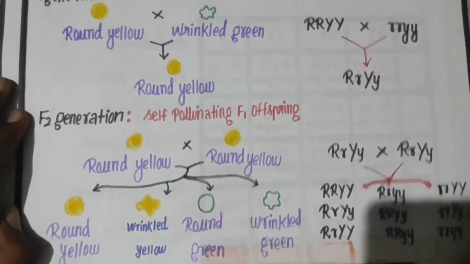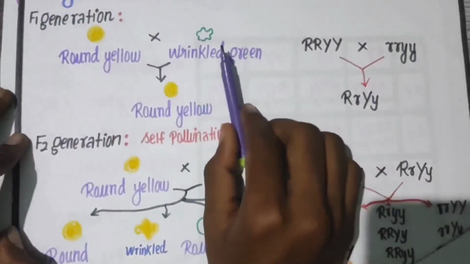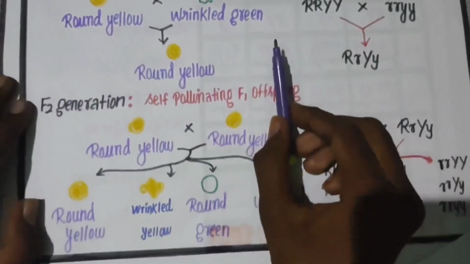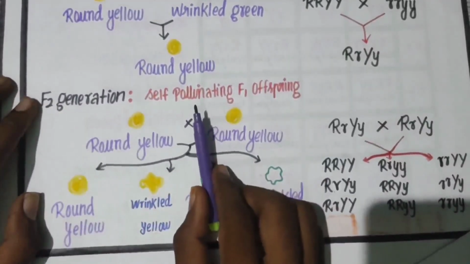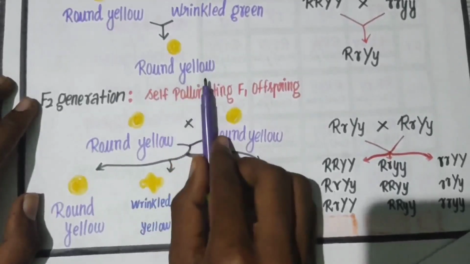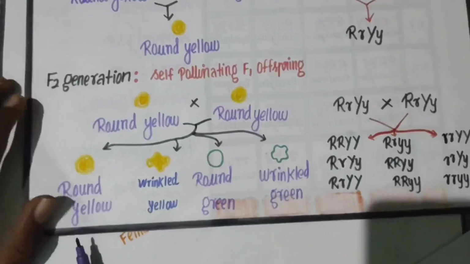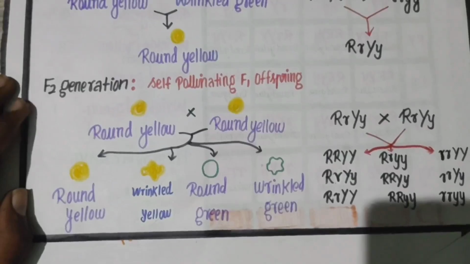See, when you are taking round yellow and wrinkled green, this is your parental generation. After crossing that, all the offspring in F1 generation were found to be round yellow. In F2 generation, you have to self-pollinate these F1 plants, right? So after self-pollinating these F1 generation round yellow plants, what are you getting? You are getting this surprising result, that is, you are getting round yellow as well as wrinkled yellow and round green and wrinkled green seeds. Now we'll be understanding how we are getting this.